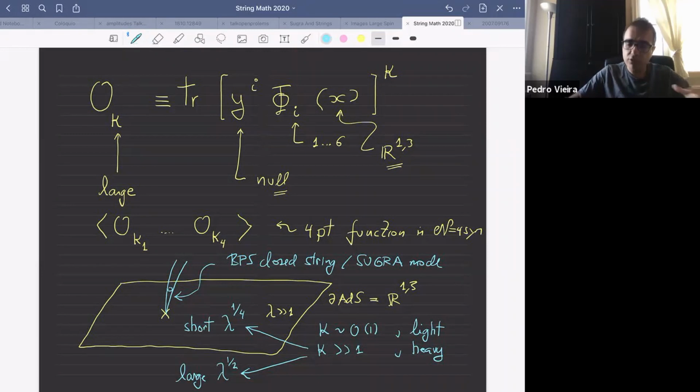Okay? And the intuition here is, as I said, this k is like the energy of the operator I put. So k large but not too large would be like low energy. k large and really, really large is like high energy.